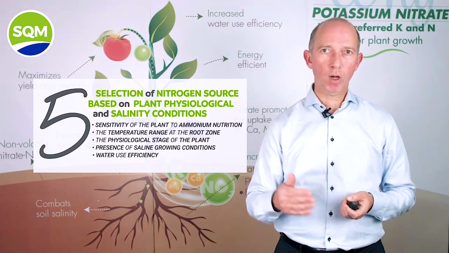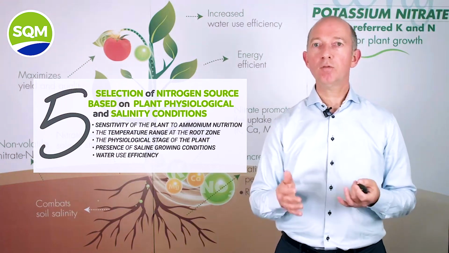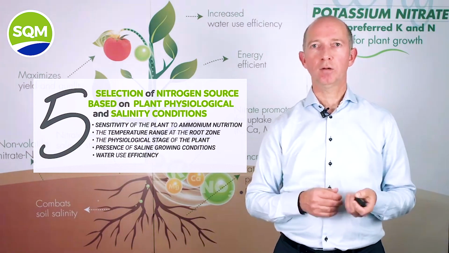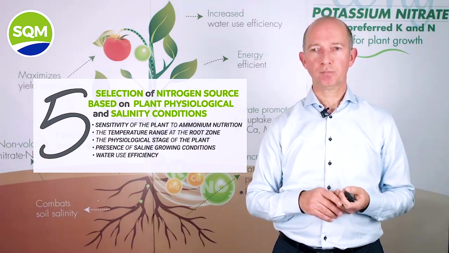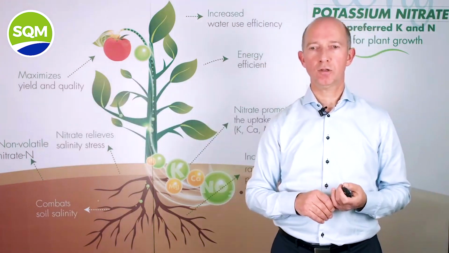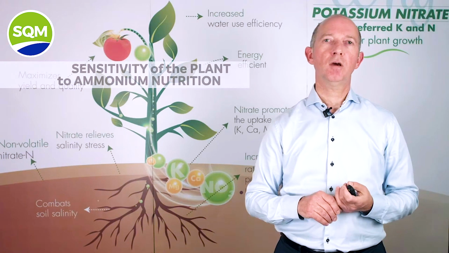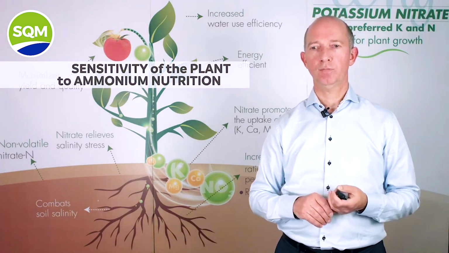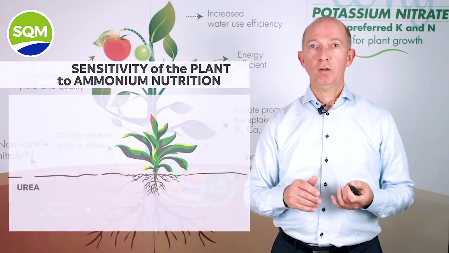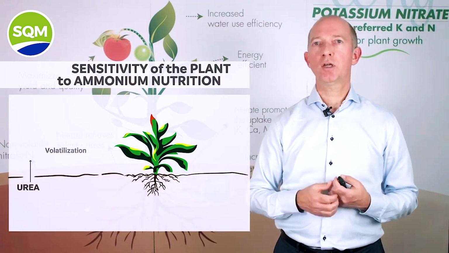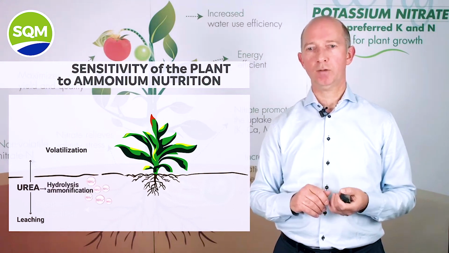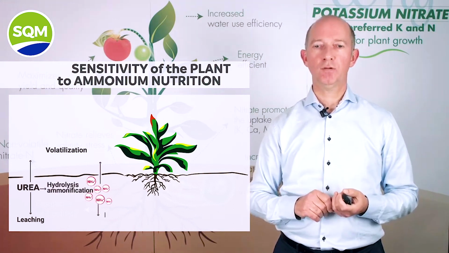I will go one by one and explain the impact of a certain selection of the nitrogen source on their typical characteristics. Let's start with the first one, the selection of the nitrogen source and the sensitivity of the plant to ammonium nutrition. When it comes to the selection, nitrate is always known as a quick-acting nitrogen source, as it's directly absorbed by the plant. And that is shown in this figure.